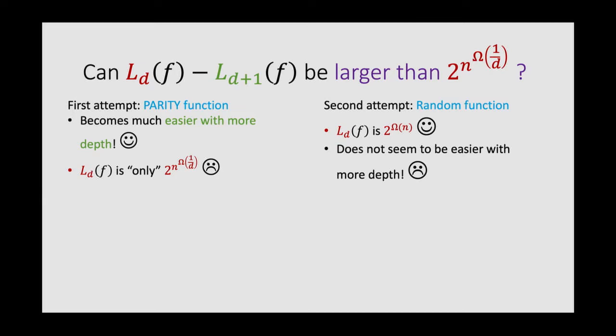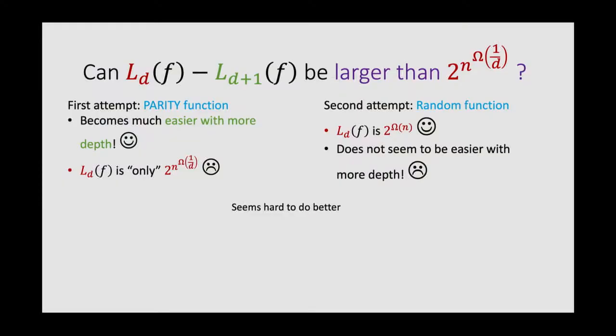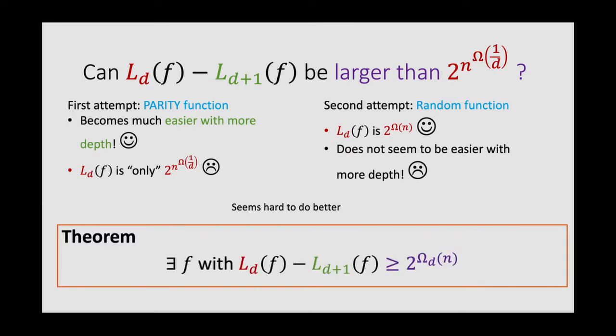Yeah, so at depth 2, there are functions which require 2 to the n, and then after that it gets to 2 to the n over log n. So there's a big gap there, and then after that, I mean, we don't know, but it seems like there's not much of a gap. Okay, so we've eliminated explicit functions, and random functions don't work. What can we do? Turns out you can actually do something.